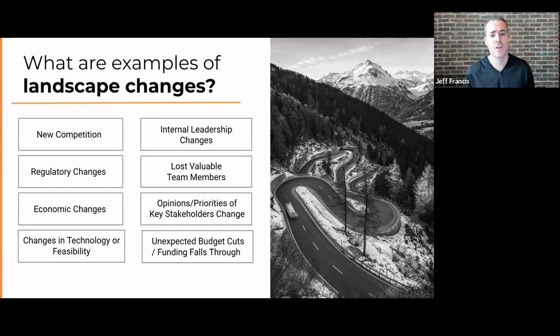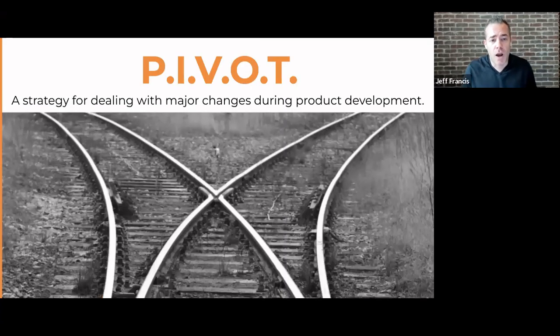So these are examples, not an all-inclusive list. There's lots of different things that can come up unexpectedly, but this is an example list of some that we see pretty commonly. And so our approach to that is what we call the pivot, right? And this is an acronym for the different steps that we've created to give a structured approach to, you've identified some kind of a change in the landscape, what do you do about it? And so this is our strategy for dealing with major changes.